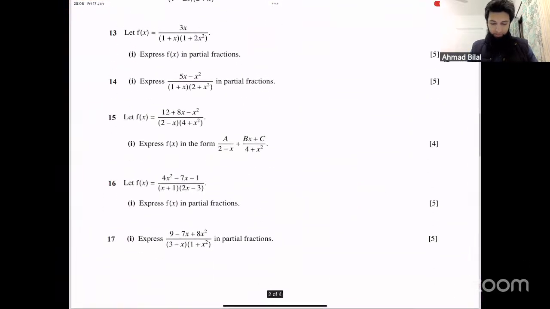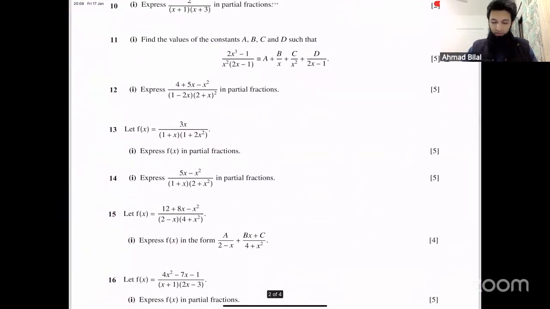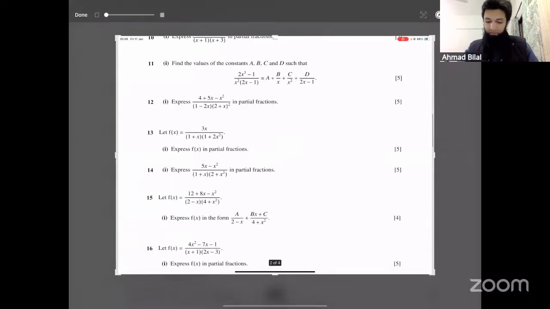We did question number 7 earlier. Let's find one that has one of the other forms. This is question number 13 from the worksheet. Let's try this.